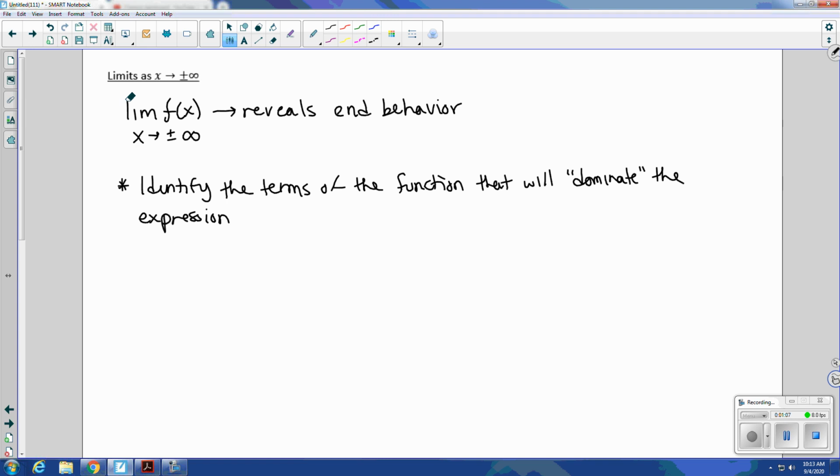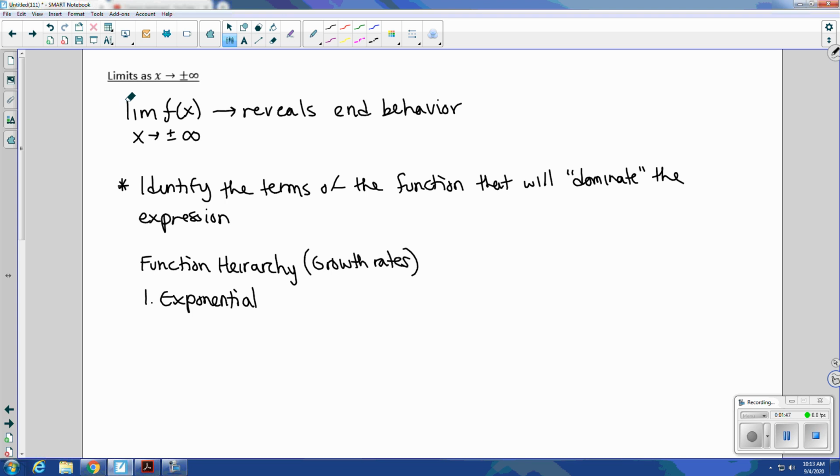Now, the next question would be, how do I determine which pieces will dominate the expression? You're just going to run through this function hierarchy, and this hierarchy is dictated by the growth rates. What functions grow the fastest in relation to the others? The ones that grow the fastest are exponentials. So if you have an exponential in your function, that term is going to dominate the equation.